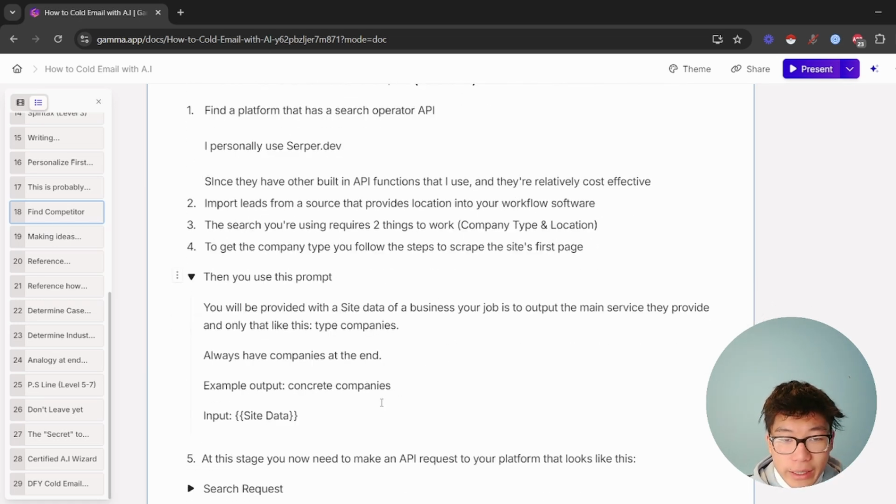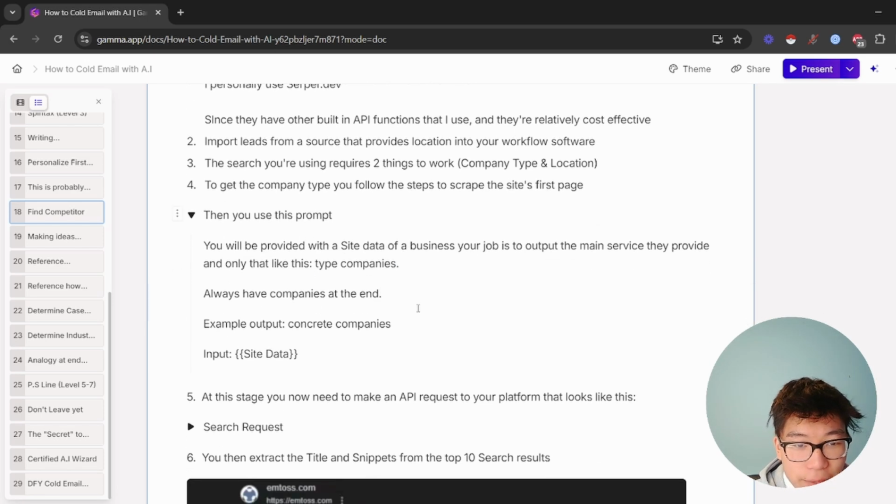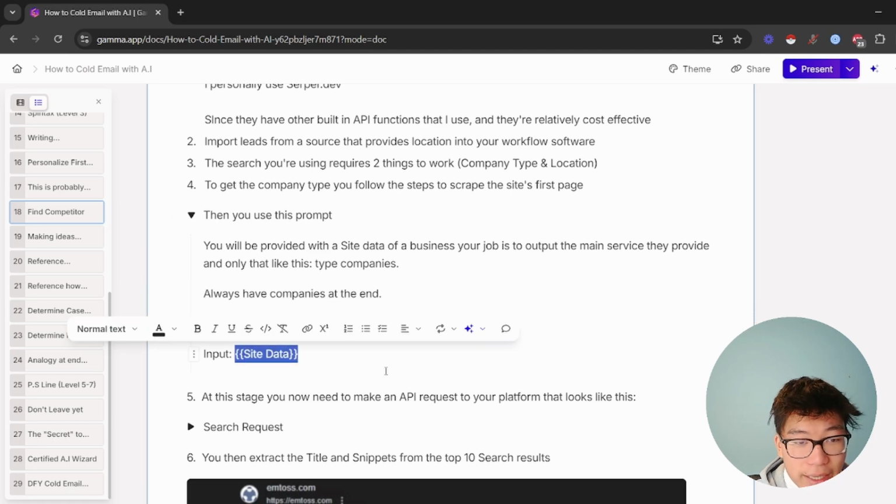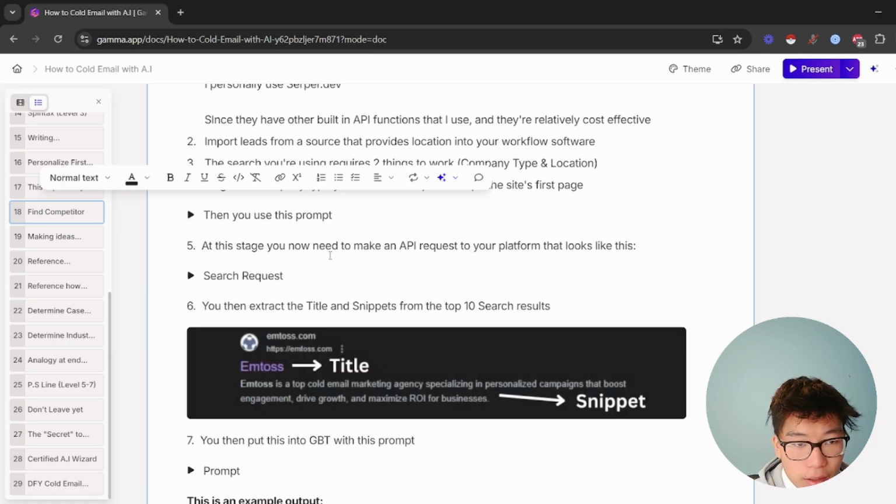You will be provided with site data from a business. Your job is to output the main service they provide, and only have it output like this: type, companies. Always have "companies" at the end. Example output: concrete companies. And you input the site data. So it's very simple, right?